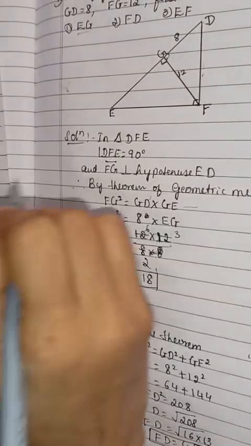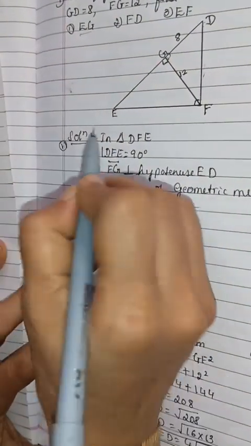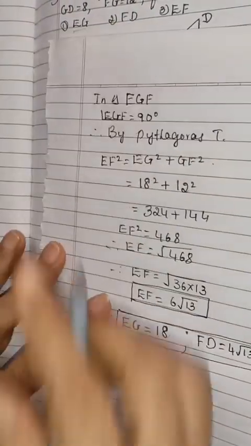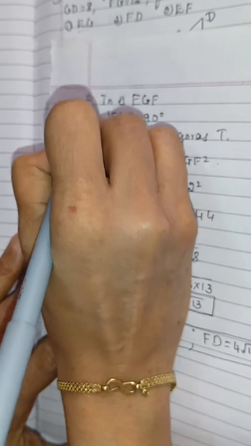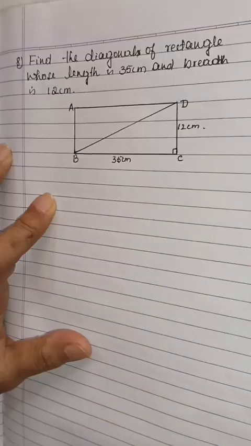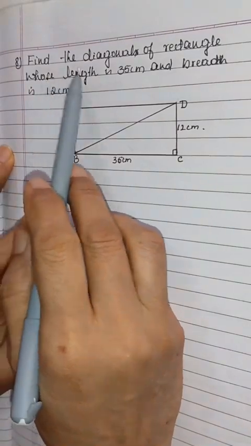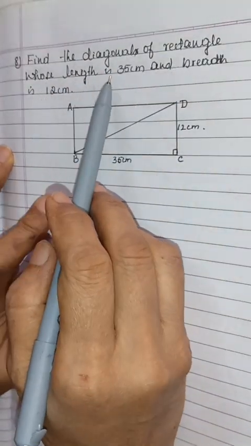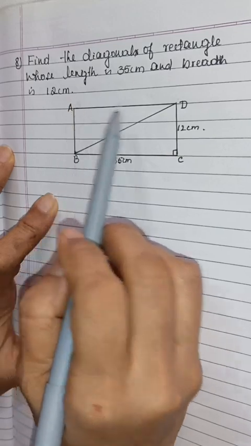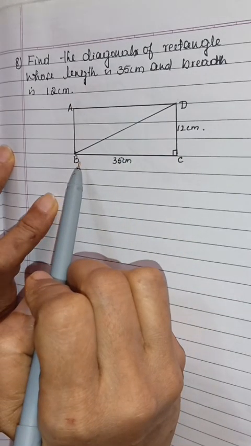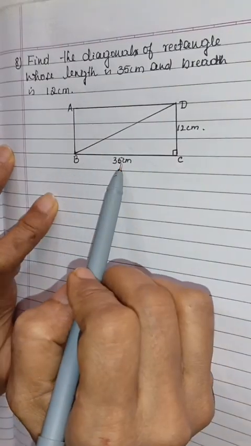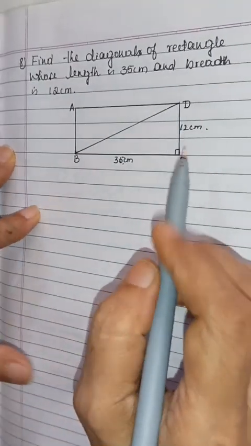Here you give this solution number 1. This is 2. Now this is 3. The eighth one is: find the diagonals of a rectangle whose length is 35 centimeter and breadth is 12 centimeter. So you have to draw one rectangle. Name it ABCD, whose length is 35 centimeter and its breadth is 12 centimeter.